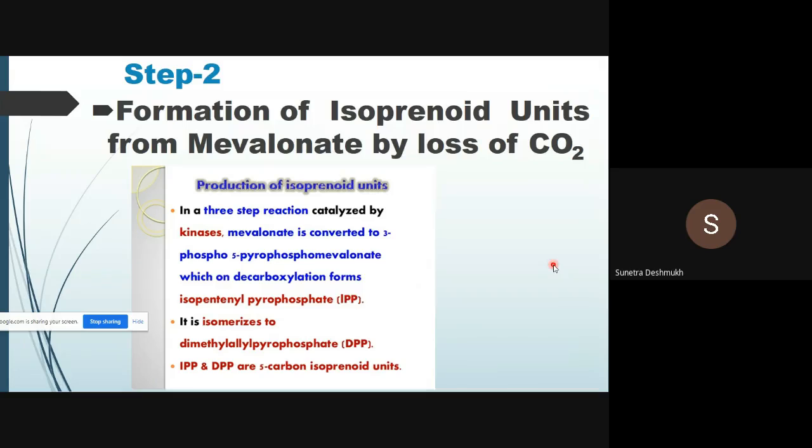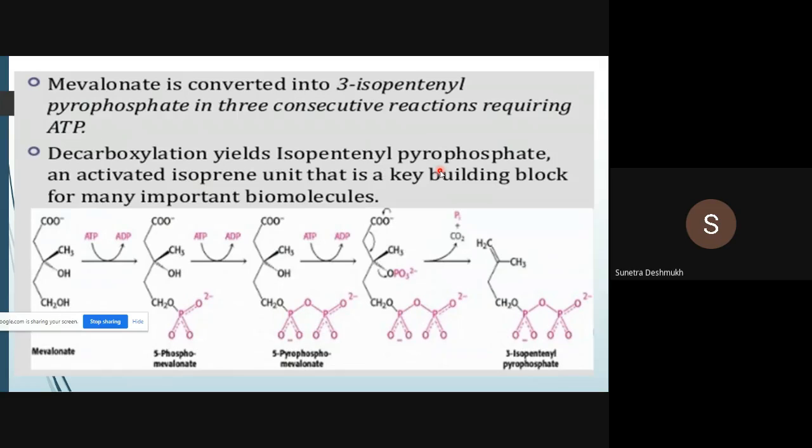Okay, so once we got this 5 carbon isoprenoid unit, we can combine all these isoprenoid units and go for synthesis of squalene. This is easy, not that difficult. So here is how to synthesize the isoprenoid unit. IPP, isopentenyl pyrophosphate, here at the end we have synthesized.